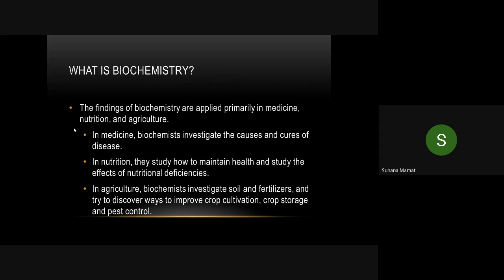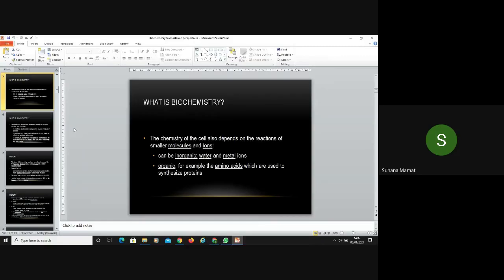In agriculture, the knowledge in biochemistry is used to investigate the soils and fertilizers and also to try to discover ways to improve the crop cultivation and also crop storage and also the pest control.